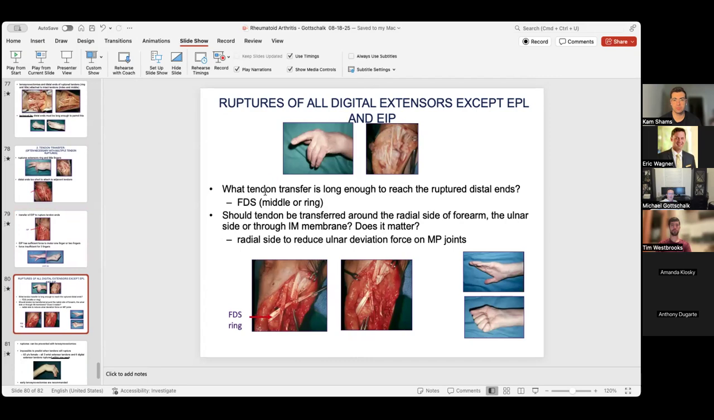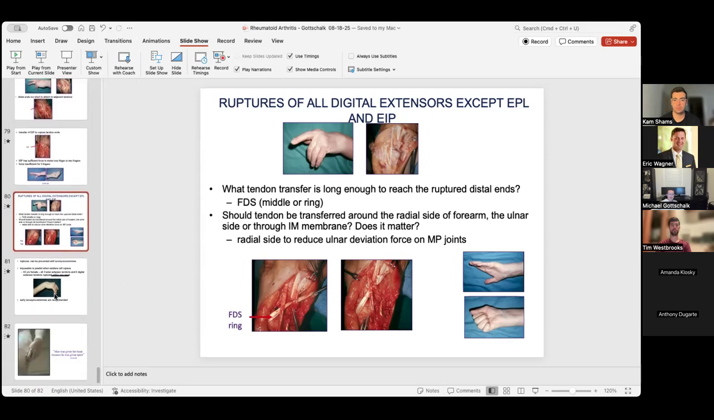So if you have ruptures of all the digit extensors except for the EPL and EIP, what tendon transfers are long enough? Well, the FDS to the middle ring. You can come around, you can come through the interosseous membrane. And then why does it matter? So typically speaking, we used to do it on the radial side to reduce any ulnar deviation. But you got to make sure that you have enough to reach. And the excursion is pretty good, but this is a little bit of a non-synergistic transfer. So you just got to be a little bit aware of that.